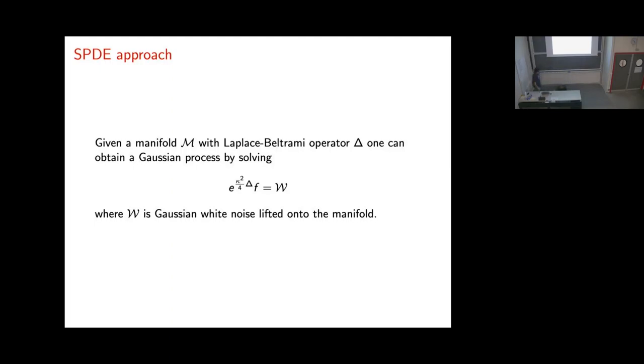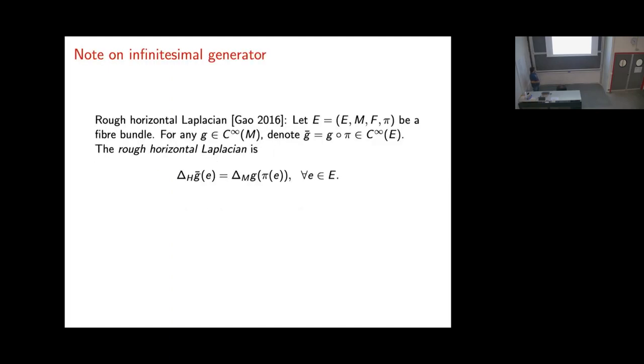One way to do this and make it positive semi-definite is to solve the following stochastic PDE. You take your Laplace-Beltrami operator, you have these as test functions, and that's equal to the Gaussian noise lifted under the manifold, and you solve that stochastic PDE to get your kernel. There are other ones you can do. You can put in slightly different functions here to get different types of kernels. And the other point is there's a notion of something called a rough horizontal path, and so there is an infinitesimal generator for the kernel if you do it like this.